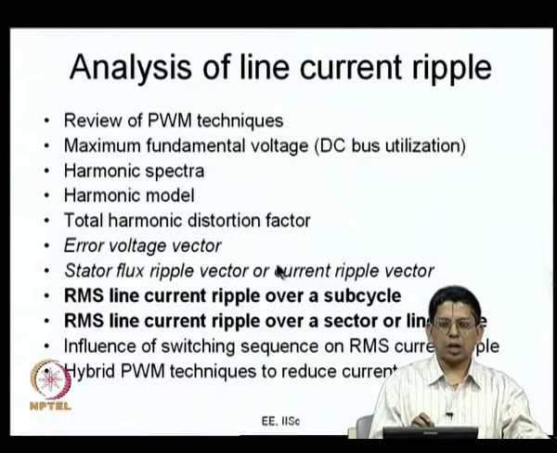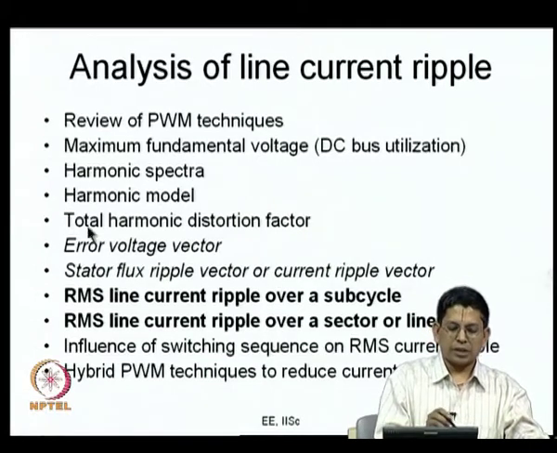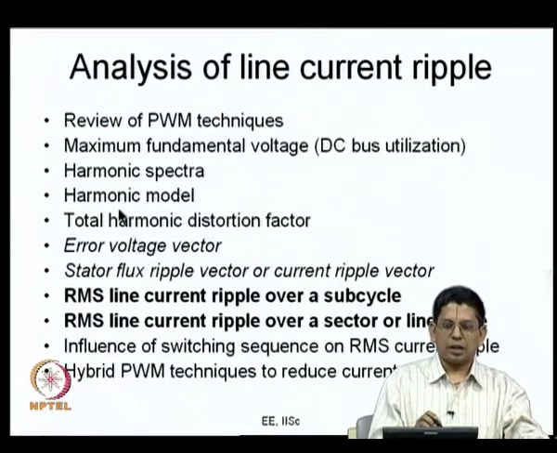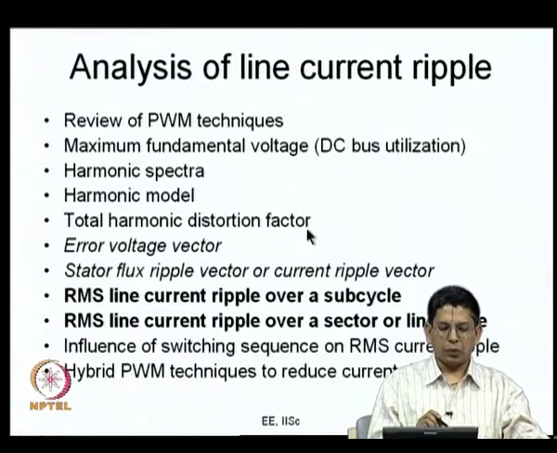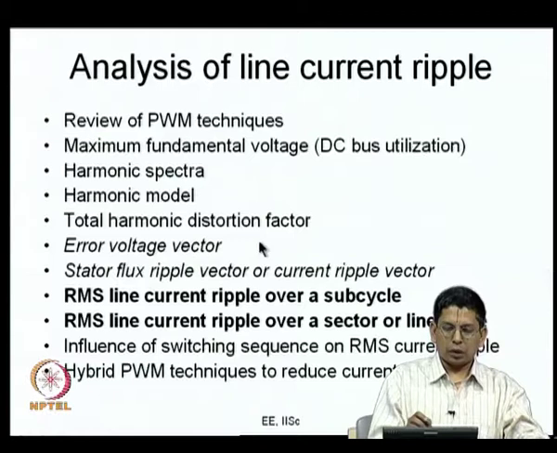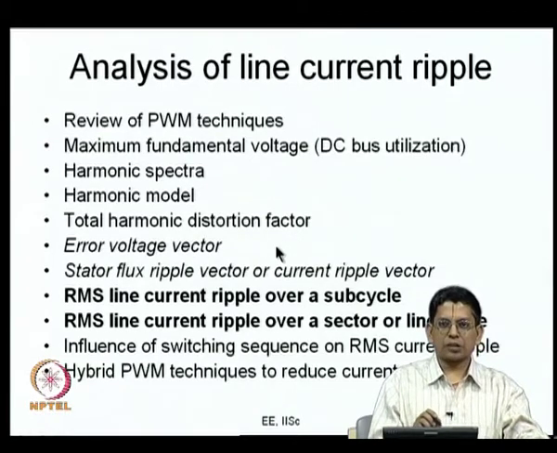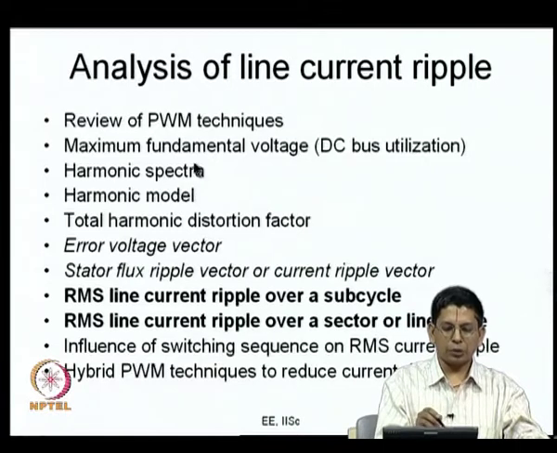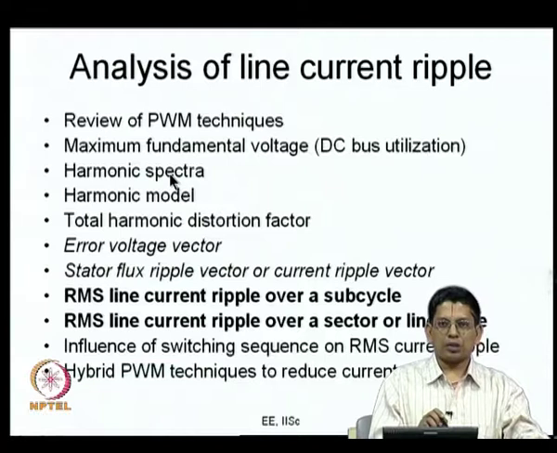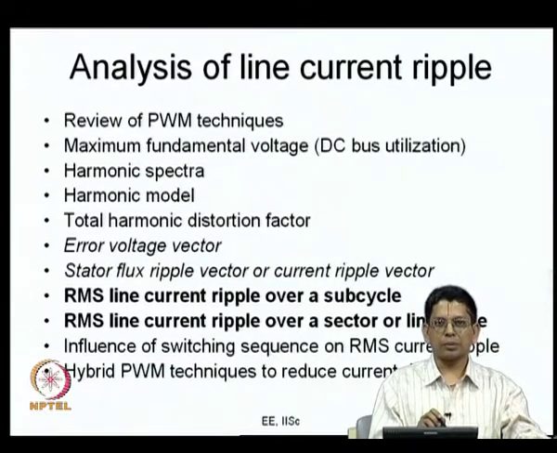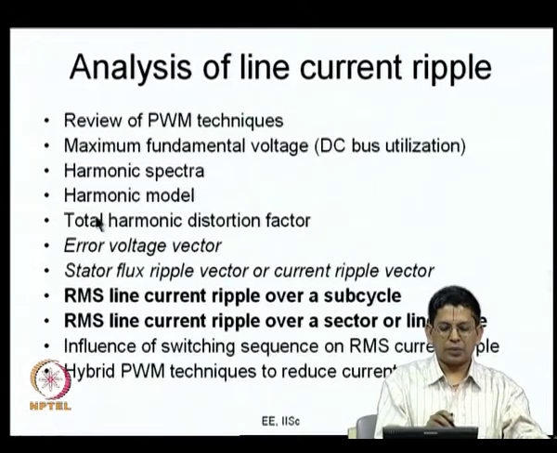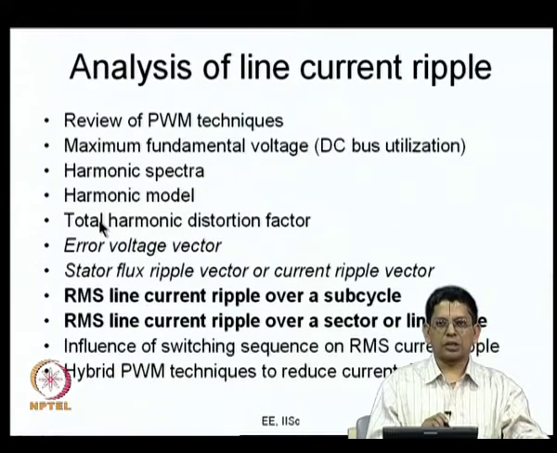We looked at the total harmonic distortion factor, which is basically the RMS current ripple divided by the fundamental current. So, one way to come up with this total harmonic distortion factor is to calculate the individual harmonic components of the voltage. And from the individual voltage harmonic components, you can compute the individual current harmonic components, and from there the RMS current ripple, and hence the total harmonic distortion factor.